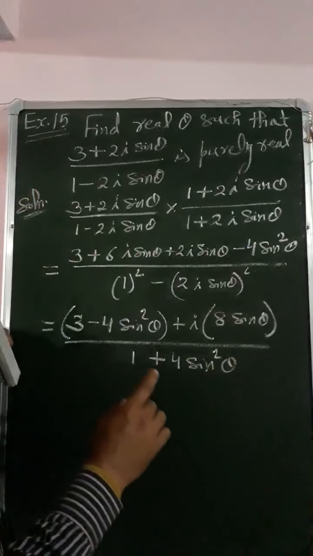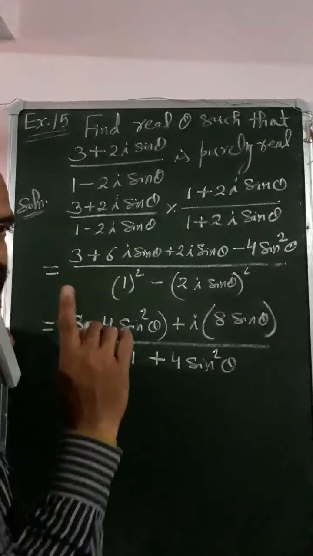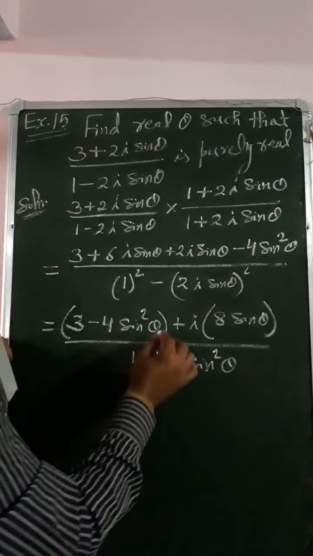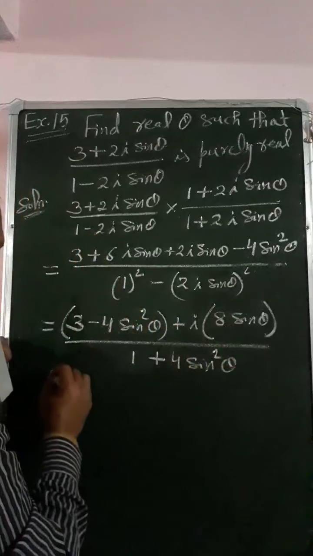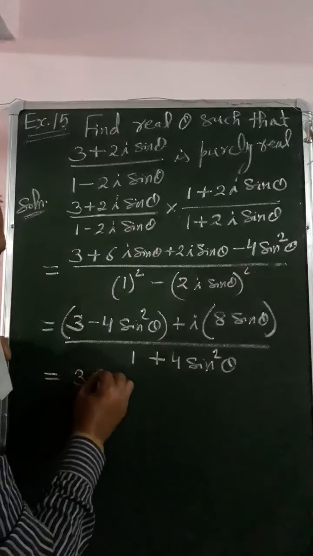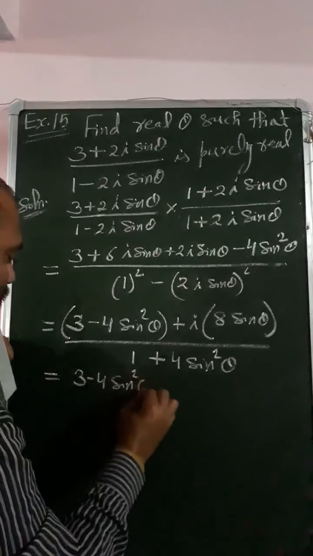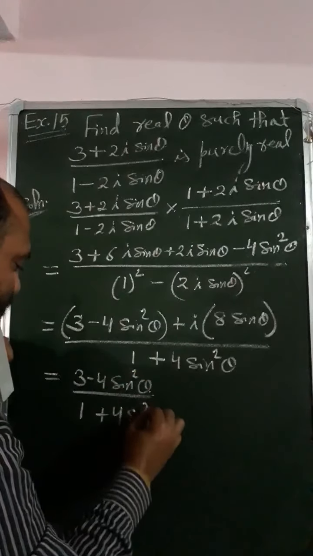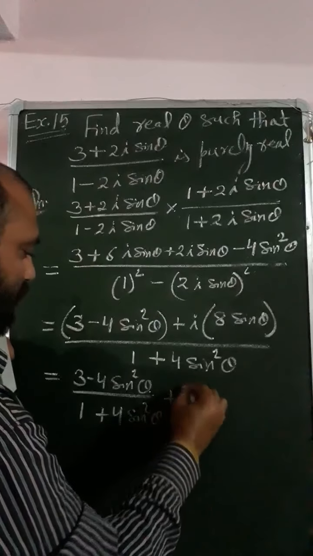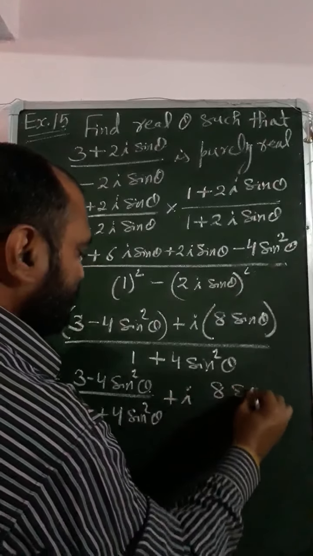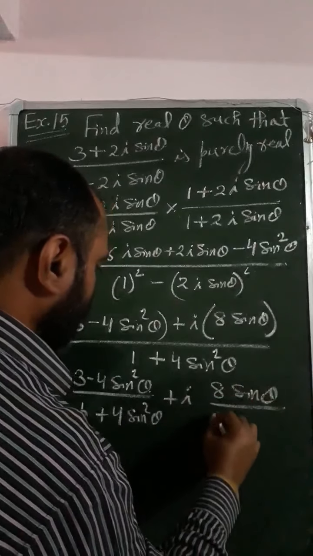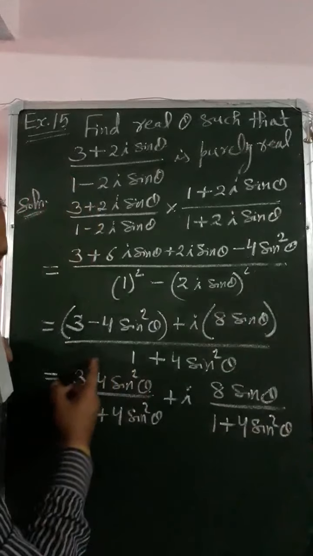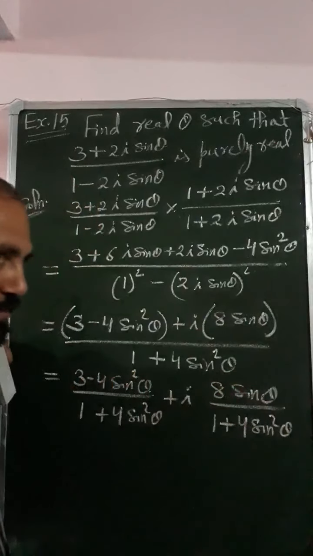This is very simple. You have to simplify this term and we get, so this is the real part and this is the imaginary part. So (3 - 4 sin square theta) / (1 + 4 sin square theta) plus i (8 sin theta) / (1 + 4 sin square theta), right. So this is the real part and this is the imaginary part.